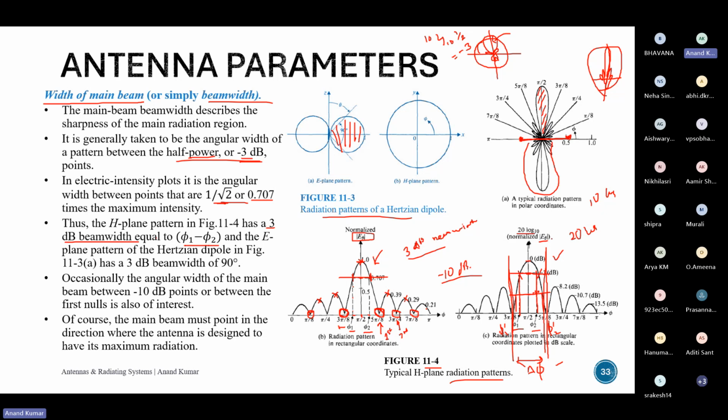So I hope I answered that question. Now coming back, we now understand what the first null beam width is: it is the width between the first nulls. You can see this is the first null, these are the first nulls, and between them we have the entire beam encapsulated.